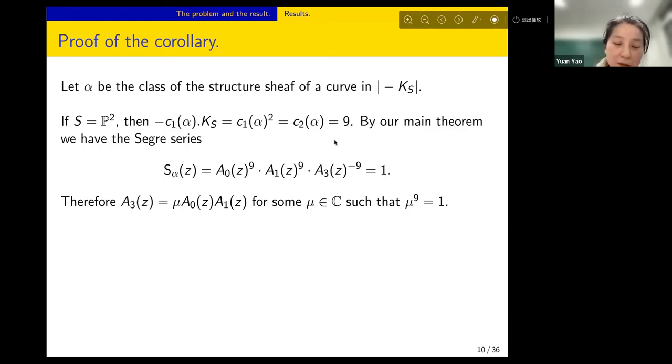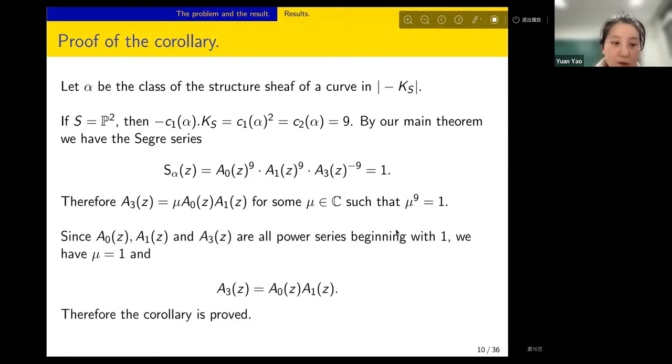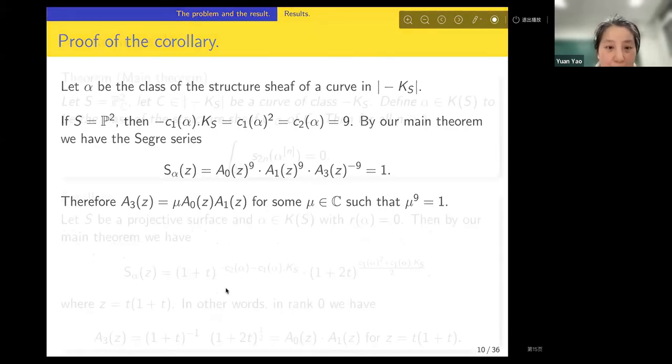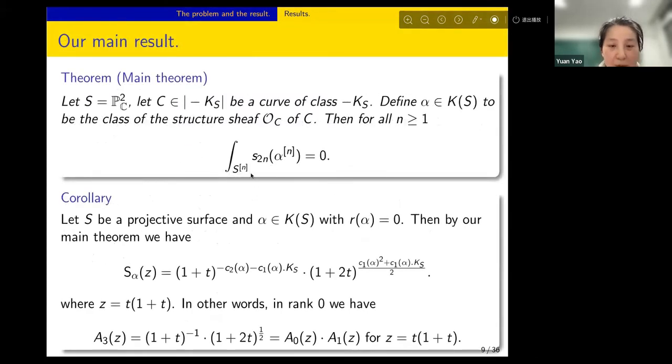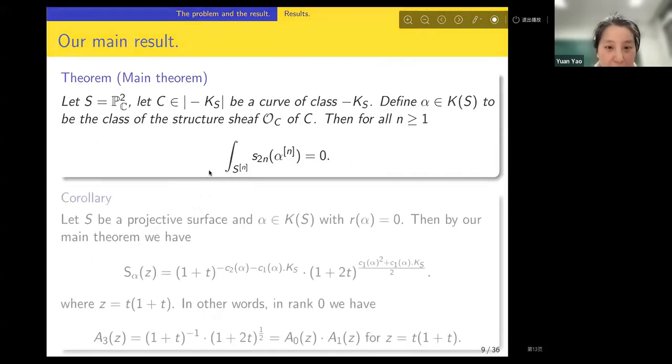On the other hand, with this theorem, it should have this expression. So it should have this difference with some roots of unity. But this mu should be 1 because this power series starts with 1. That's part of the theorem actually. So we have the final statement, which proves their conjecture. Okay, so that's our main theorem and it implies their conjecture.